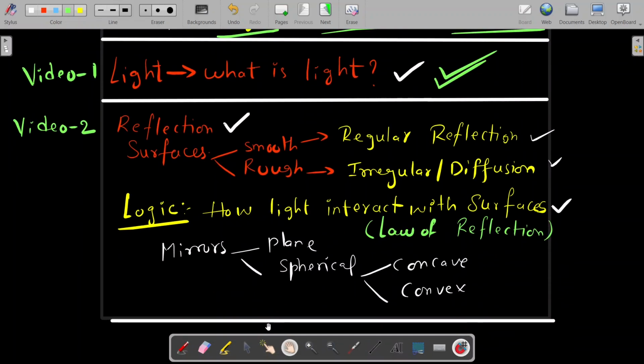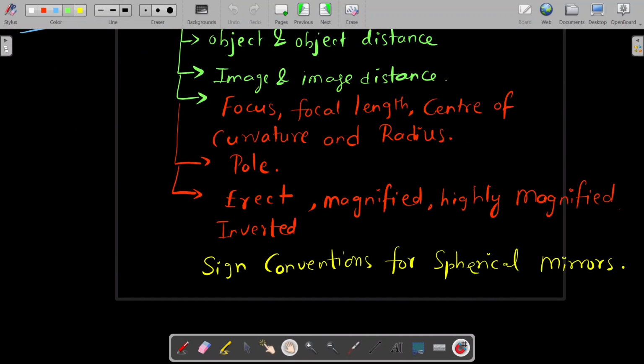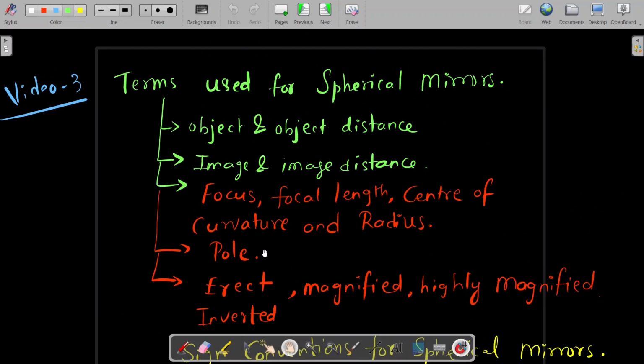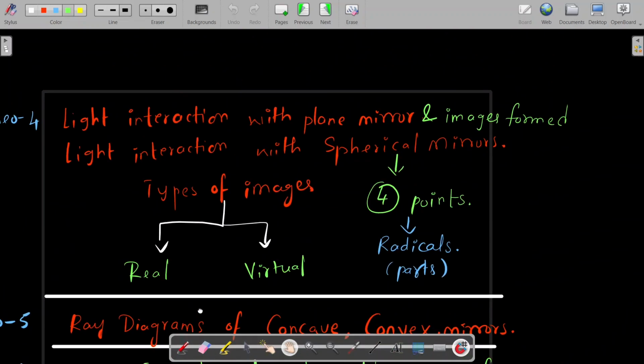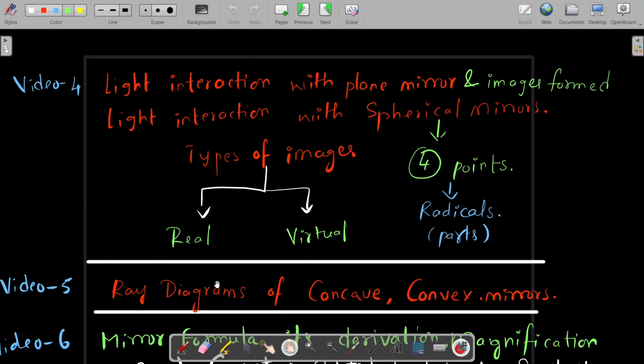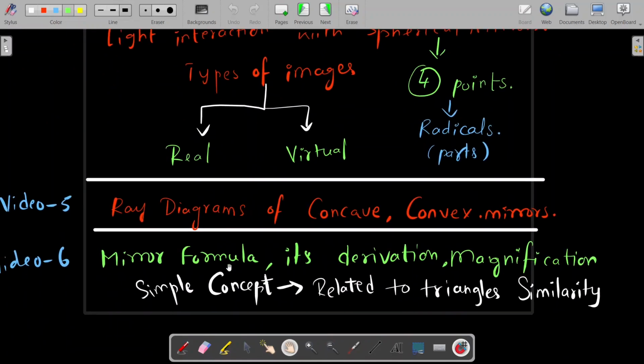We will learn about surfaces, and the logic of how light interacts with surfaces, and the law of reflection. In that, mirrors: plane mirrors and spherical mirrors. In the spherical mirrors, the types are concave and convex. After that we are going to learn the terms used in this. After that, the light interaction with a plane mirror and what images are formed there, and after the spherical mirror, next ray diagrams, next the mirror formula and its derivation.